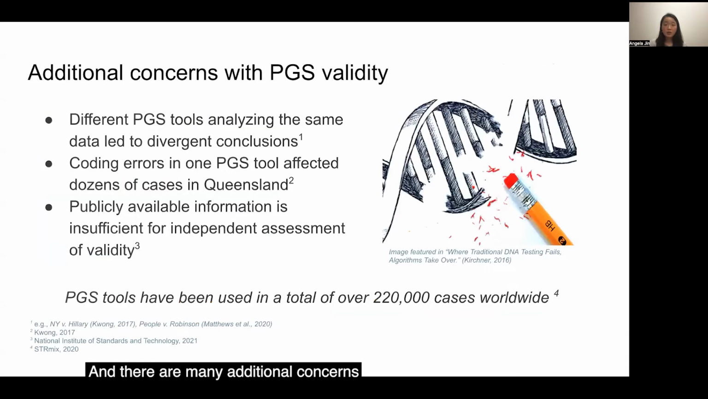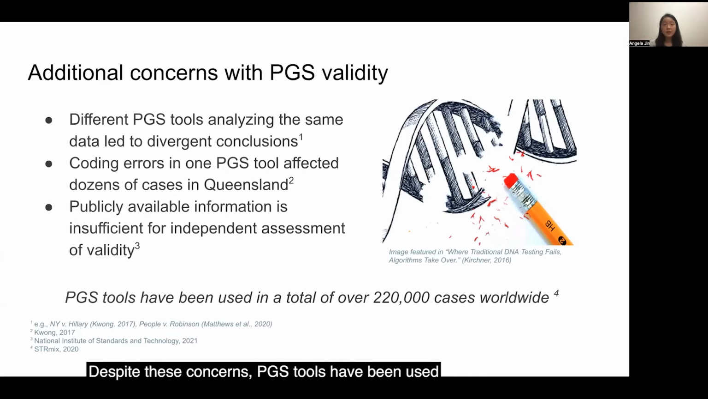And there are many additional concerns with the validity of PGS tools. For example, in multiple court cases, different PGS tools analyzing the same data led to divergent conclusions. Coding errors in one PGS tool affected dozens of cases in Queensland. These cases have led to many calls for independent assessment of the validity of these software tools, but publicly available information about existing validation studies continues to lack details needed to perform this assessment.